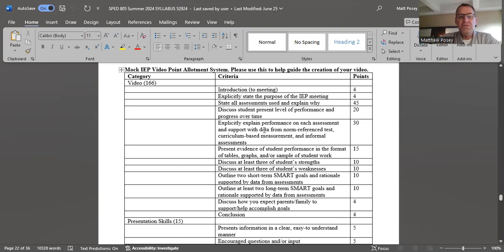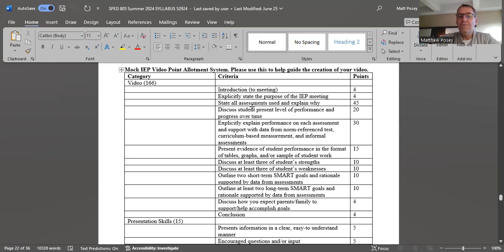So we're going to do, first of all, an introduction to the meeting. And so what we're looking for here is that you're going to introduce your team members as if they were in the room with you. For instance, you might want to introduce the school psychologist, the building level principal, the school counselor, the regular education teacher, whoever is going to be making up the team. You're going to introduce them and welcome them to the meeting. You're going to state the purpose of the meeting.